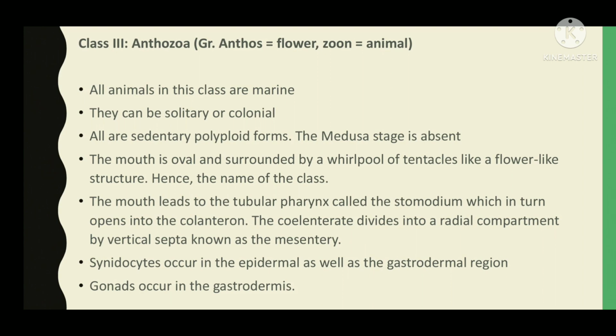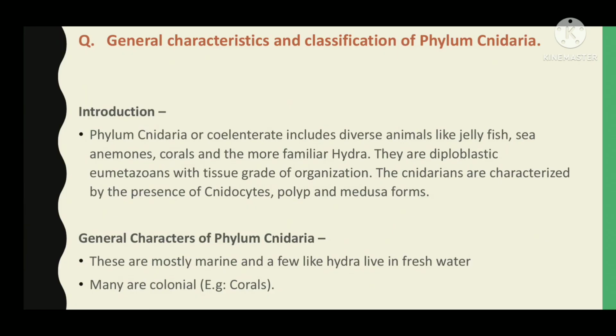The mouth leads into tubular pharynx called stomodaeum that in turn opens into coelenteron. Coelenteron is divided into radial compartments by vertical septa called mesenteries. Cnidocytes occur in epidermal as well as gastrodermal region. Gonads occur in gastrodermis. So that's all about phylum Cnidaria, classification and general characteristics.